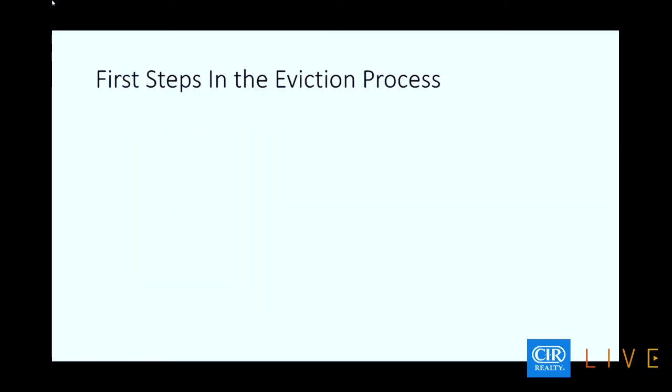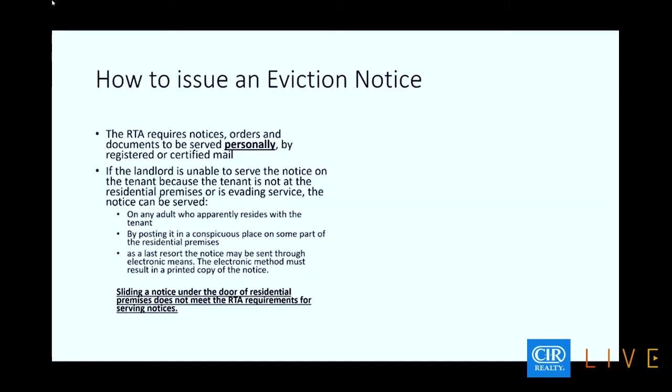So how do you issue an eviction notice? The RTA requires orders and documents to be served personally, by registered mail or certified mail, or in person. Number one is in person. If you can go over and knock on that person's door and hand them their notice, that is number one. If the landlord is unable to serve the tenant notice, then they can serve it to any adult that lives on the property. If they open the door and it was grandma or something, they can post it there. Or as an absolute last resort, they can send it through electronic means.